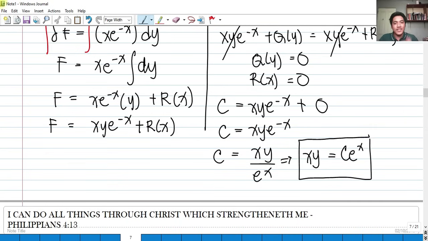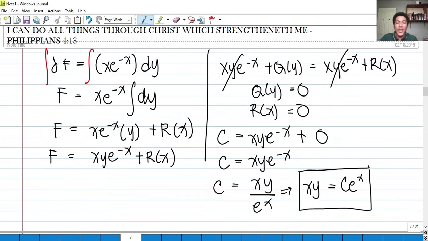Okay? Non-exact DE. So we have made the non-exact DE an exact DE by multiplying the integrating factor. And it is important for us to get the correct integrating factor because that would make our non-exact DE an exact DE.